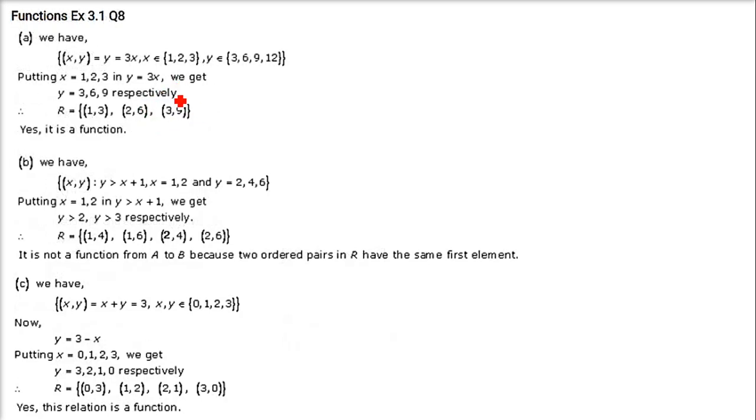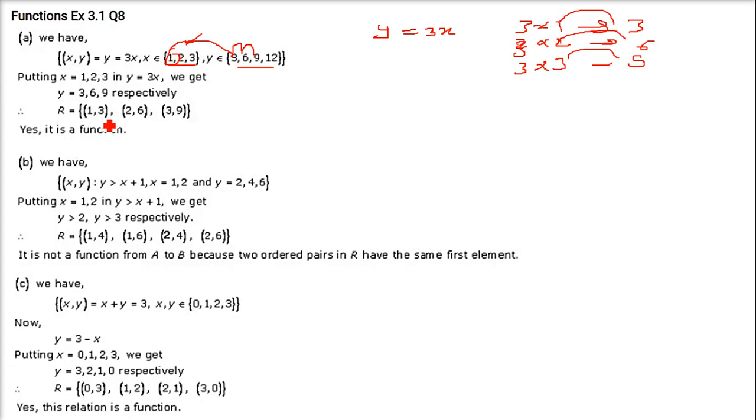Write the following relations. There are certain relations being given. You have to write each relation as a set of ordered pairs and find which of them are functions. So we have y = 3x, and here x is given as 1, 2, 3 and y as 3, 6, 9, 12. We put x as 1, 2, 3 and get 3, 6 and 9. Only these values come from here; 12 is not there. So the ordered pairs are (1,3), (2,6) and (3,9).